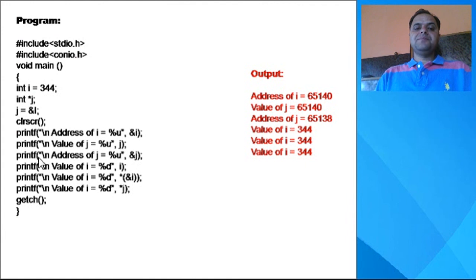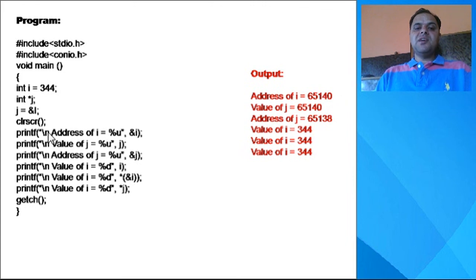Let's take an example. Here I have included two header files, standard input output.h and console input output.h. I have declared an integer variable I and assigned a value 344 to it. I have declared an integer pointer j and assigned the address of I to j. The address of I, printed with %u, let's suppose is 65140.